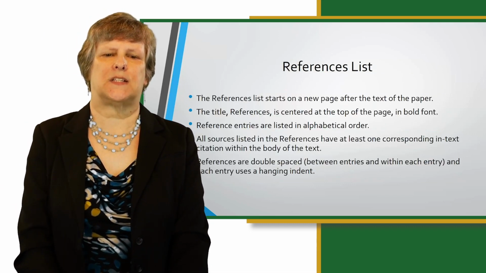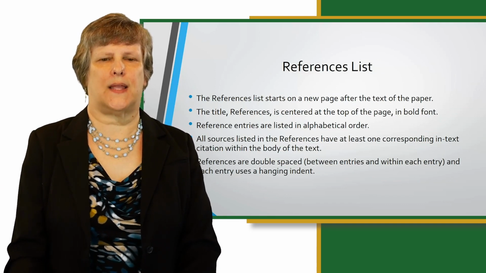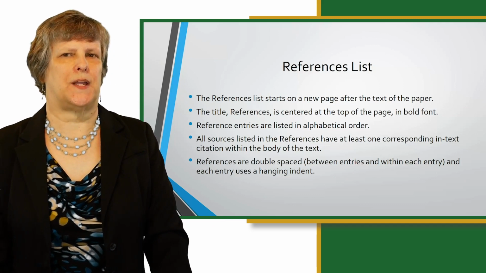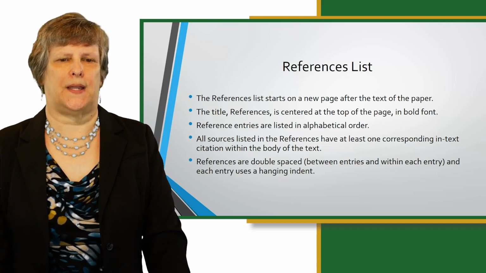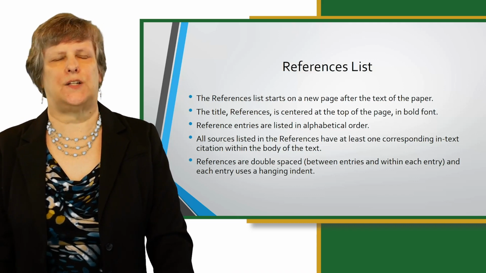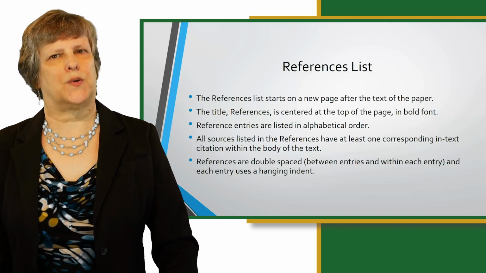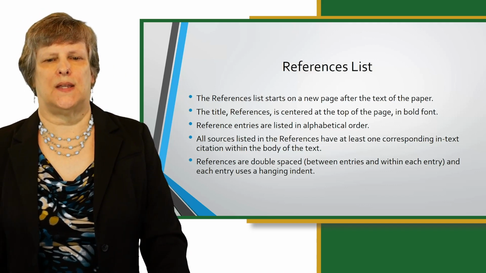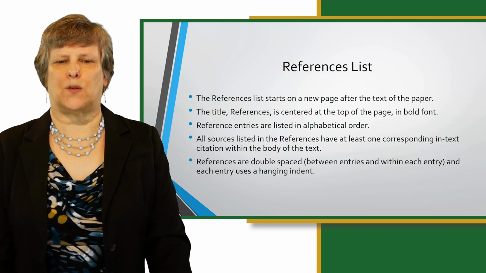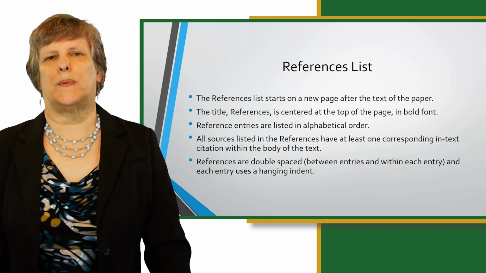Now your references list starts on a new page. This is the exception to all headers flow. The reference list is a new section of your paper, so it starts on a new page. The title is References. You don't call it Works Cited, you don't call it Bibliography, you don't call it Reference. Even if you only have one reference, it's still References. It's centered, bold. All of your entries are in alphabetical order, and everything on this list can be found somewhere in the body of your paper.